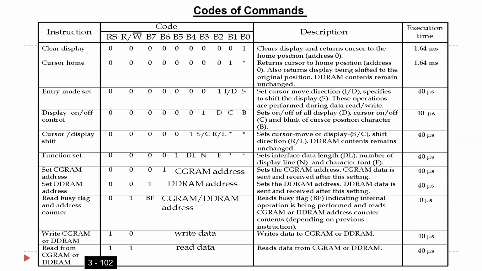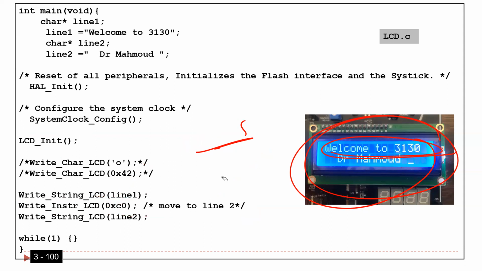Number one, you told me every command has a number, a code. How did you come up with this code? Have you invented them? No, I didn't. I wish I had. The people who manufacture the LCD give me these numbers because this is how they designed the hardware. They designed it so that when I send this instruction, C0, it is going to move the cursor to here. You got what I'm saying?